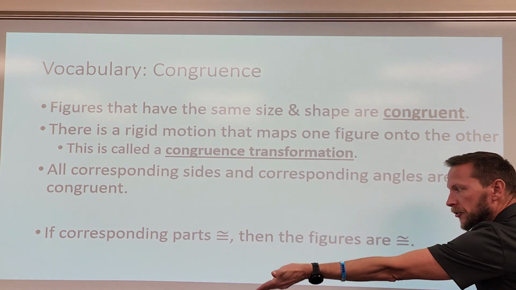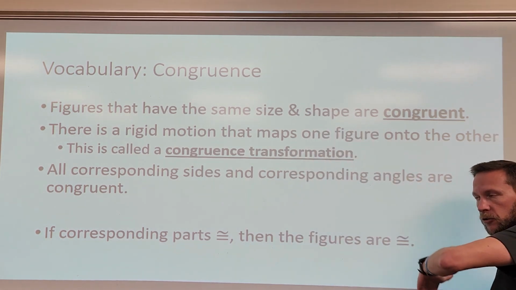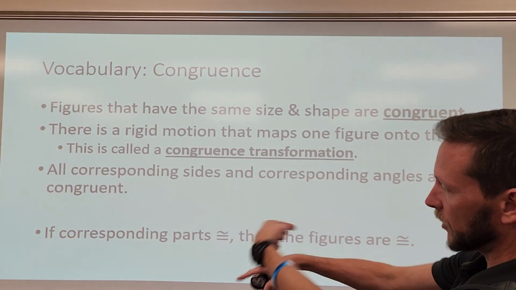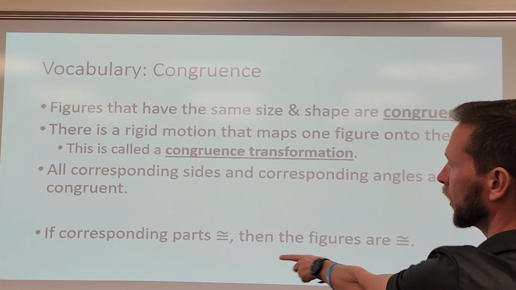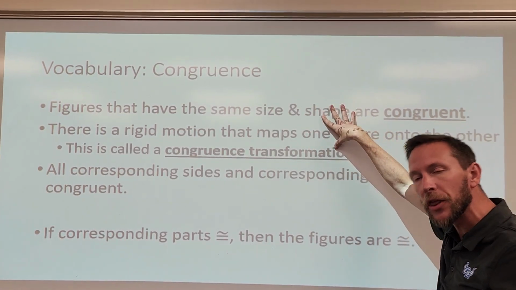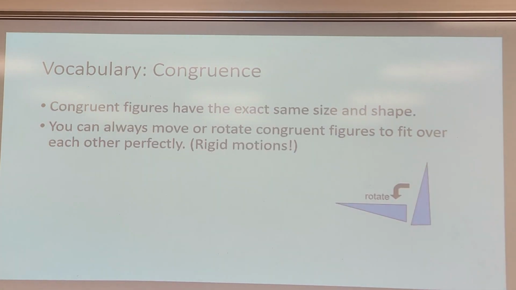If their corresponding parts are congruent, then the figures are congruent. If the figures are congruent, then the corresponding parts are congruent. So this is kind of a biconditional statement. It works forwards and backwards. All right, so these are the two highlights. This is the backdrop, using Unit 3 to help us understand Unit 4.